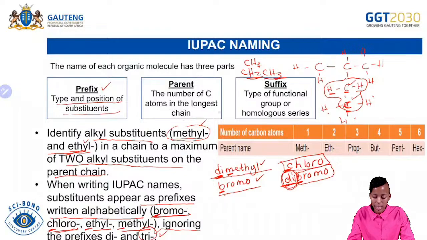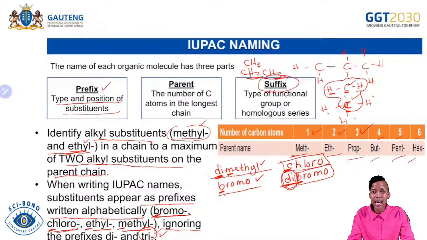The parent is the number of carbon atoms in the longest chain. You must know that if you have 1 carbon, it's going to be meth. If you have 2 carbons, eth. 3 will be prop, 4 will be but, 5 pent, and 6 will be hex.